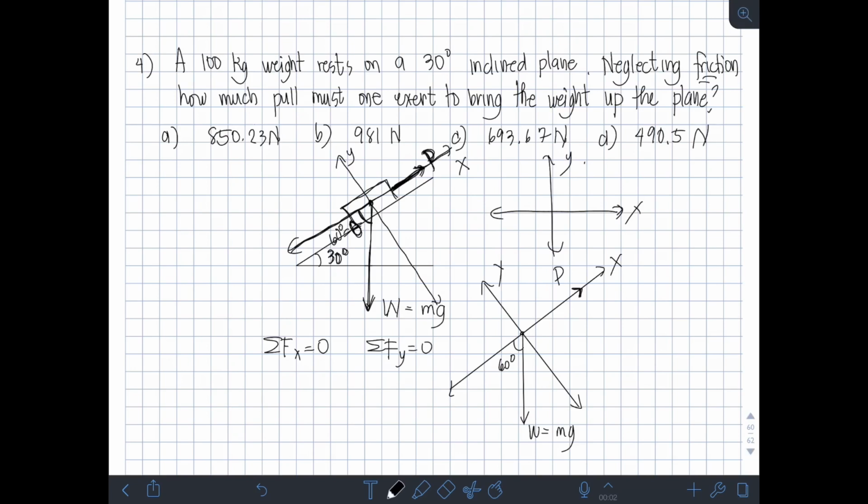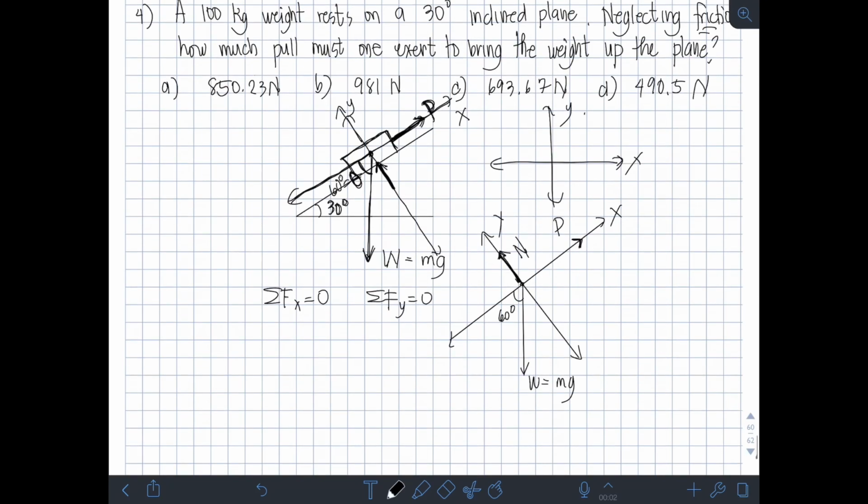By the way, we should also have a reaction from the incline on the body itself, which is the normal force. It is upward, so it is along the positive y-axis. Okay? Now, let's sum up the forces along the x-axis, since our P is along the x-axis, right? So, when we sum those forces, we can solve for P right away.